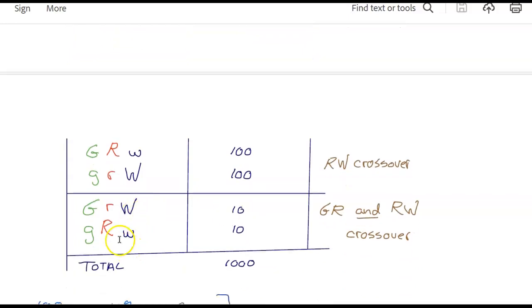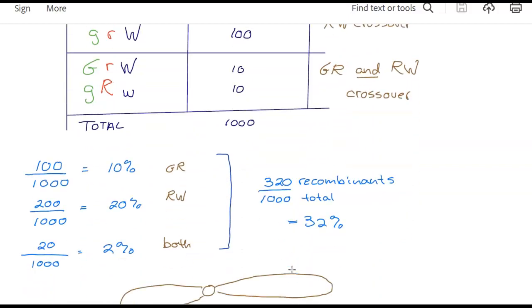And then if both crossed over, so if we got that both the GR and the RW crossover, then this would be the number of offspring that had both of those recombinant traits. So out of 1,000 of these offspring, we can then calculate what the recombinant frequency is by adding up the recombinants. Here you can see individually what that frequency would be for each one of them.